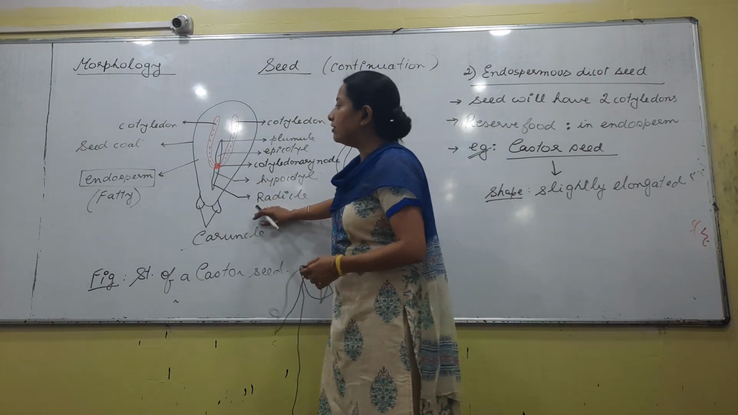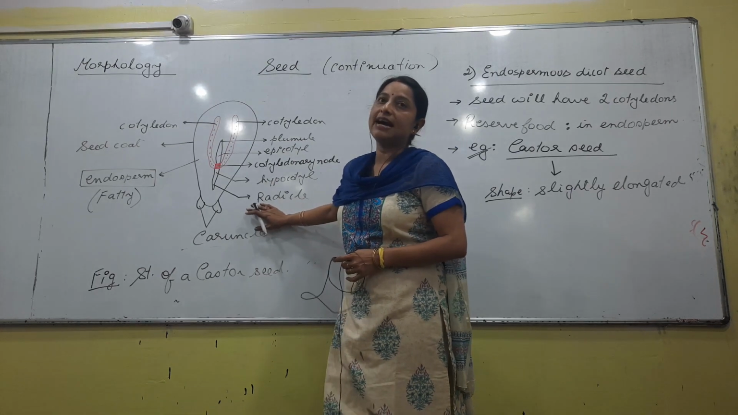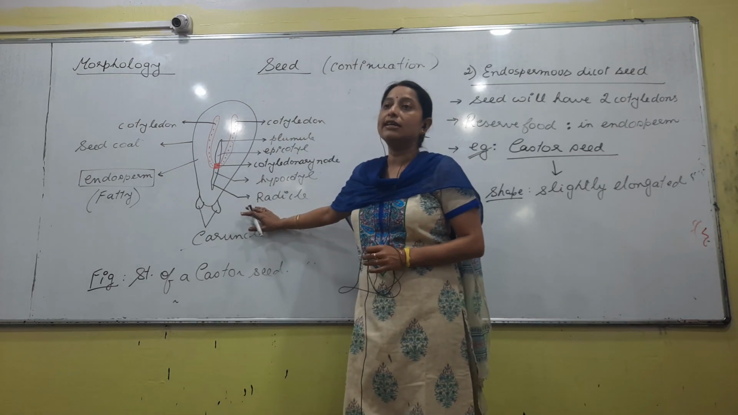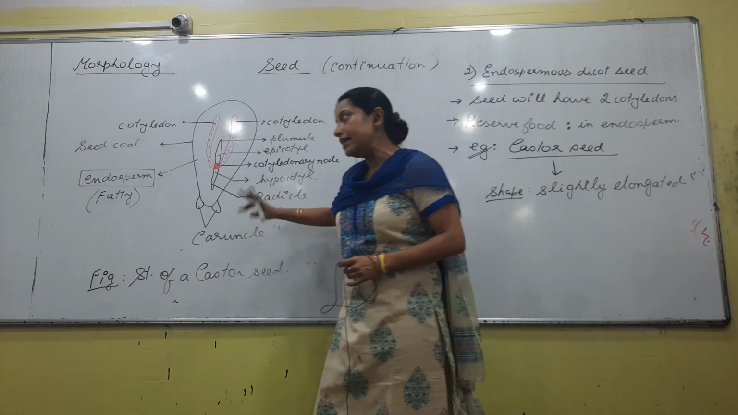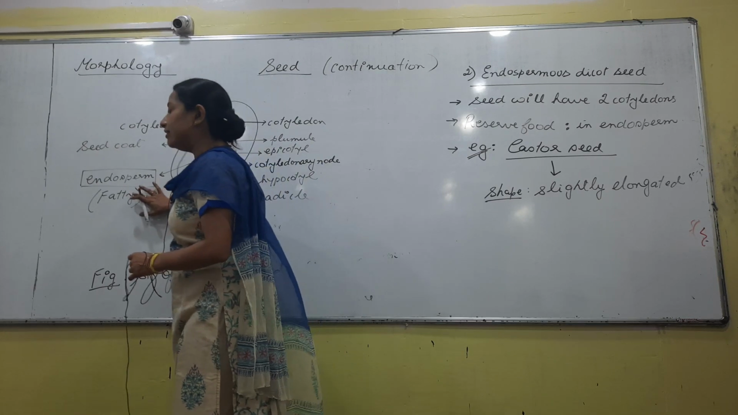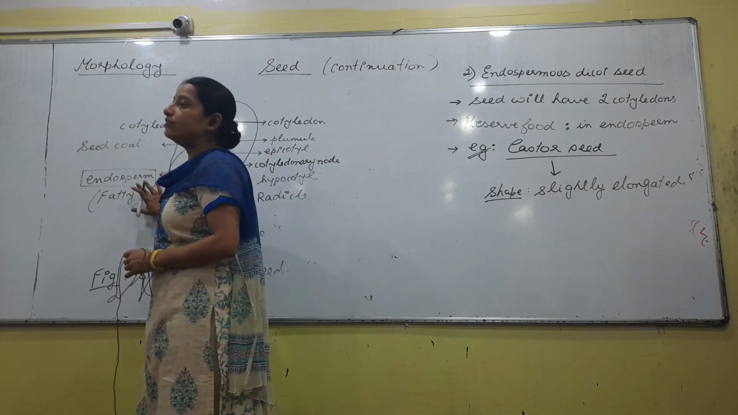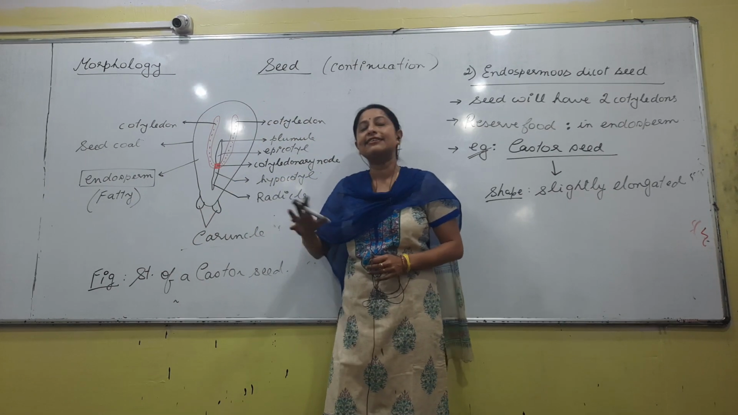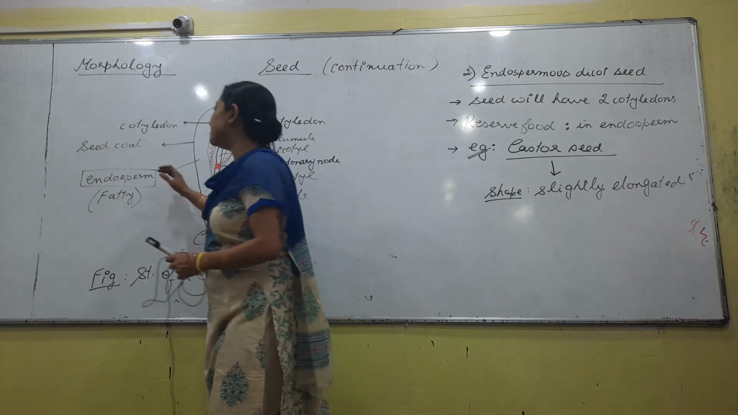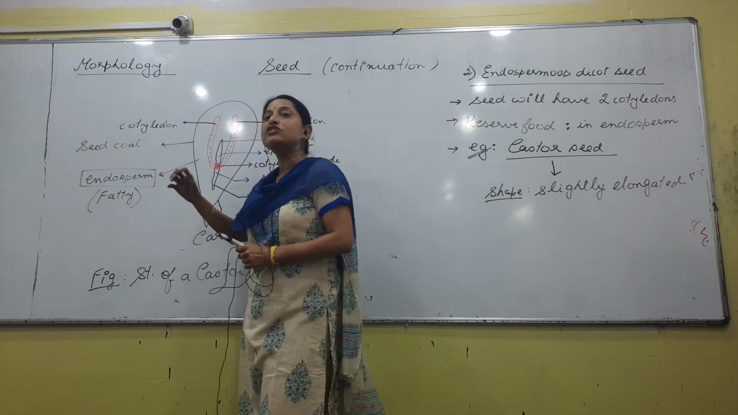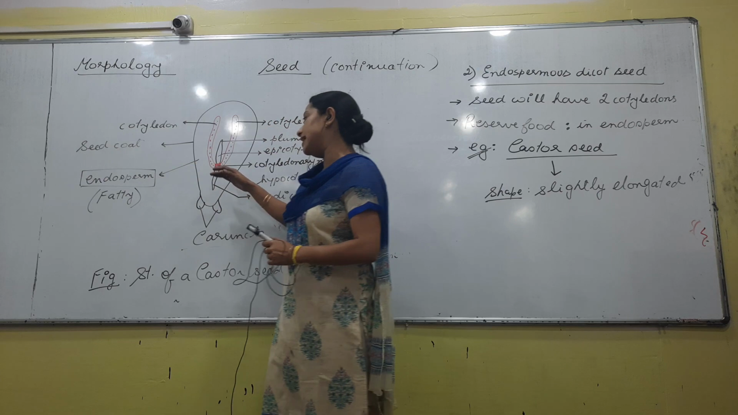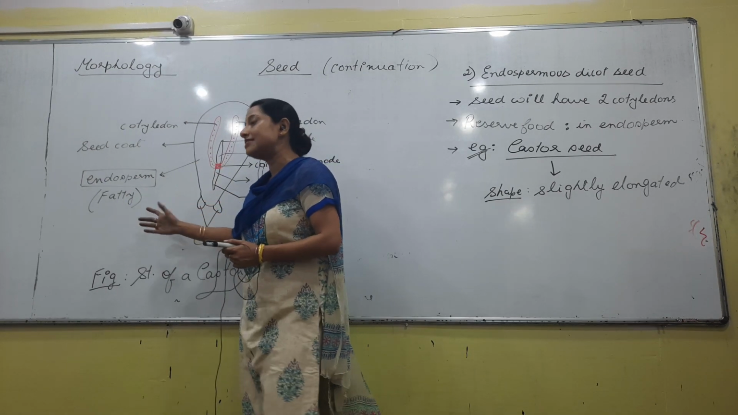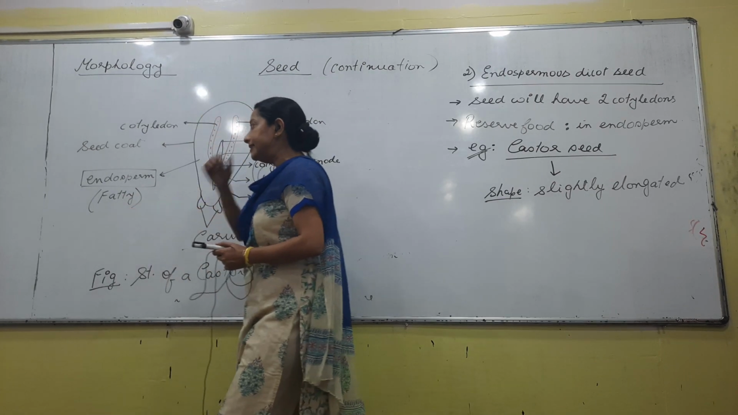Now, talking about endosperm, this is not the only example. Castor is an endospermous seed, but not the only example. Coconut is also an example of endosperm. So, the next point that we have to know is whether the endosperm is fatty or oily or proteinaceous or starchy, etc. Depending on the seed, different types of endosperm could be seen. The question that could be asked is, the endosperm in case of a castor seed is fatty, oily, proteinaceous, or starchy. So, you have to remember the word fatty.